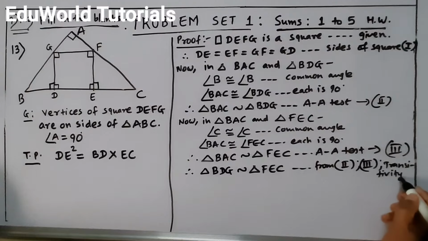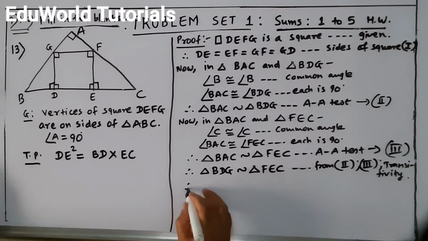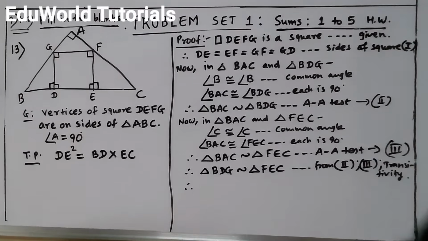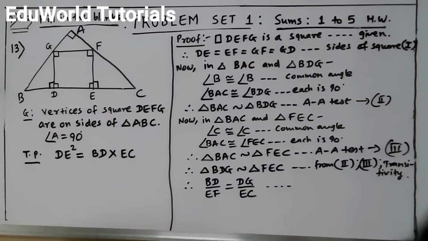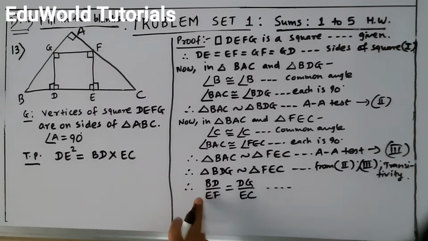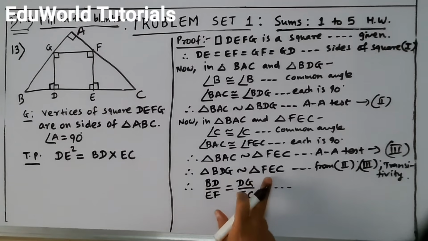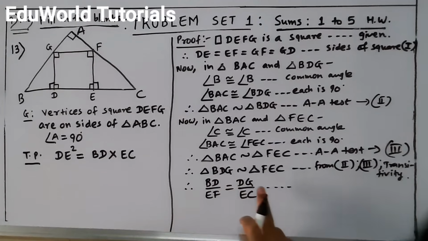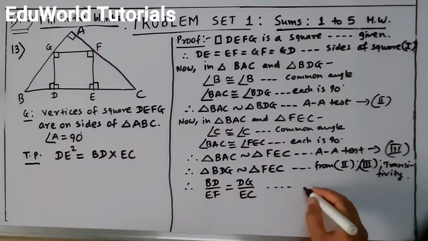Transitivity of similar triangles. Understand? Now after this, we write the ratio of the corresponding sides. Which sides will we write? We write the ratio BD upon EF, BD upon EF is equal to DG upon EC. The third pair of sides is not needed.